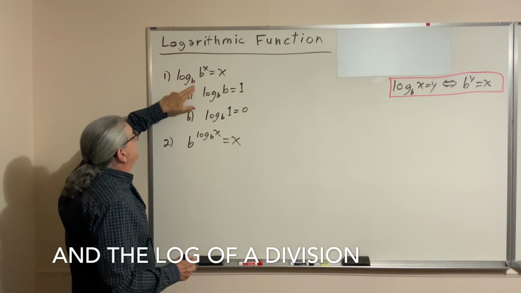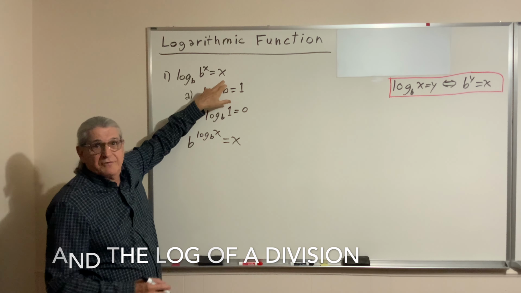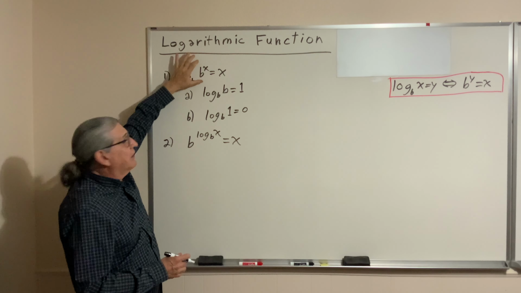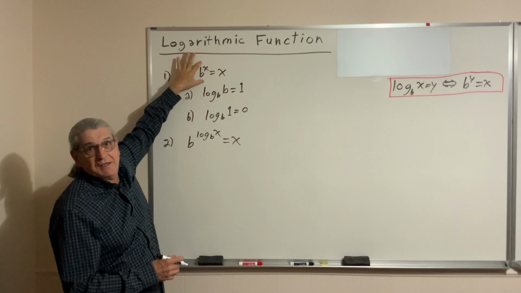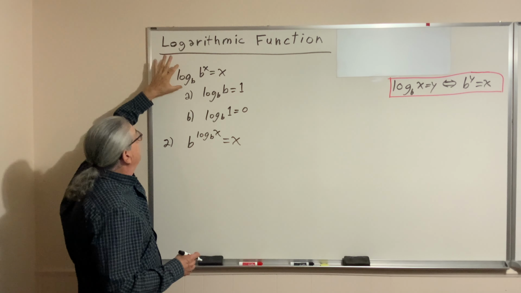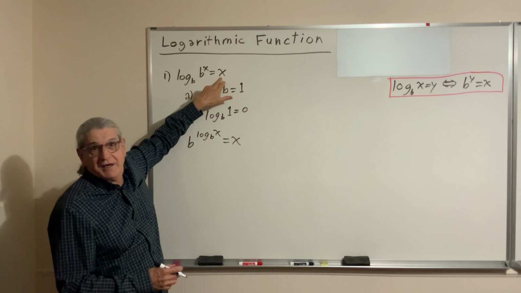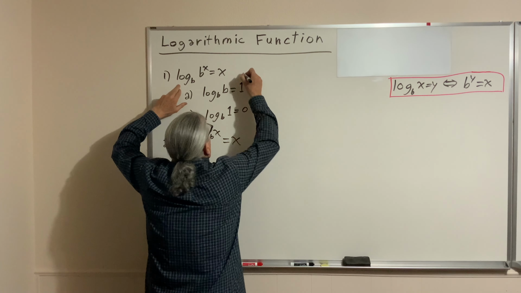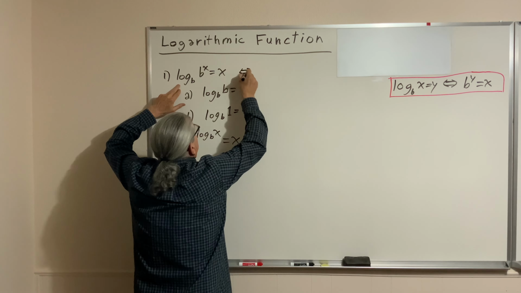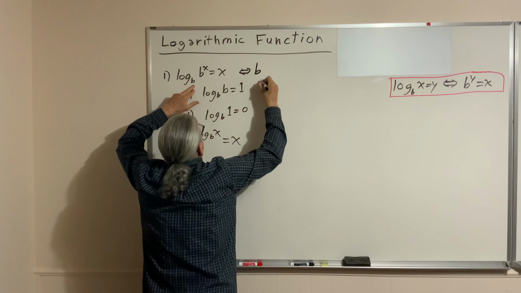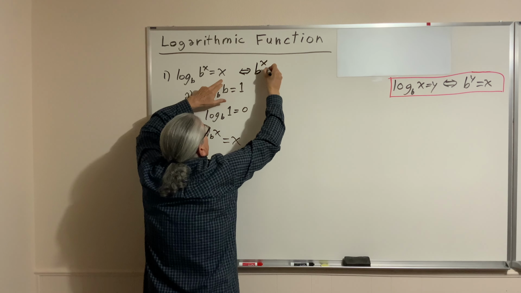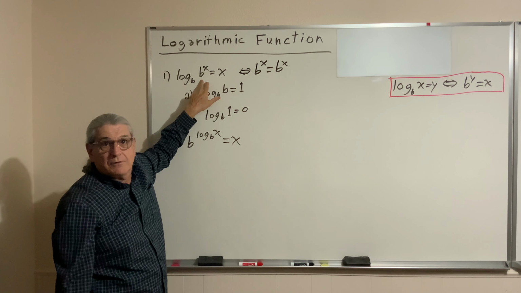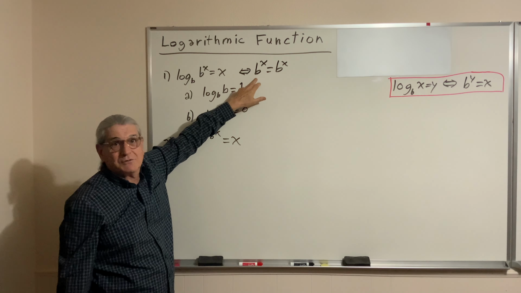The log base b of b to the x equals x. Now this makes sense because here's an exponent. Here's an exponential function, b to the x. If we take the inverse of that, we should get x back, because that's what the inverse does. And so here's why. This is true if and only if the base b to the exponent equals the argument. So there's a proof. That's obviously true.